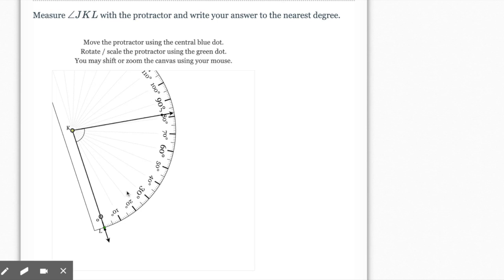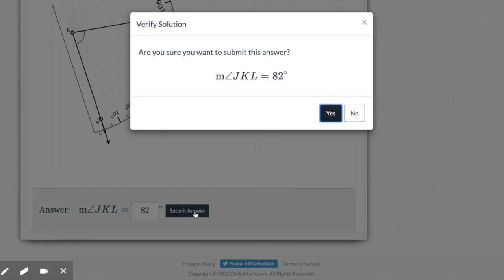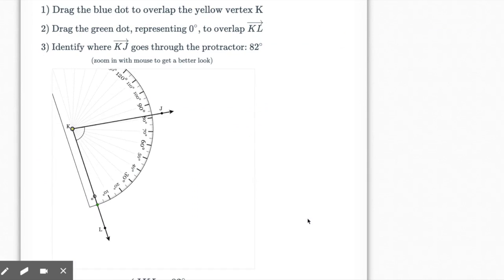And then I'm just going to read the diagram protractor. It looks like it's close to 80, and I see this one tick mark, so that's 81, and then it reads 82 degrees. So if I scroll down on my screen, I'm going to say that angle JKL is 82 degrees. I'm going to click submit, I'm sure, and then it'll give you either the green check mark or the red X if it's wrong or correct. Okay? So you're going to do 4 of those types of problems.